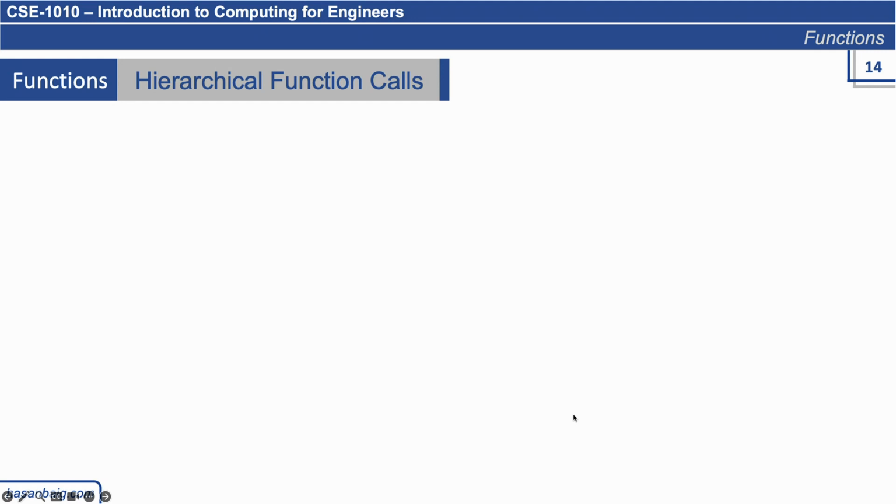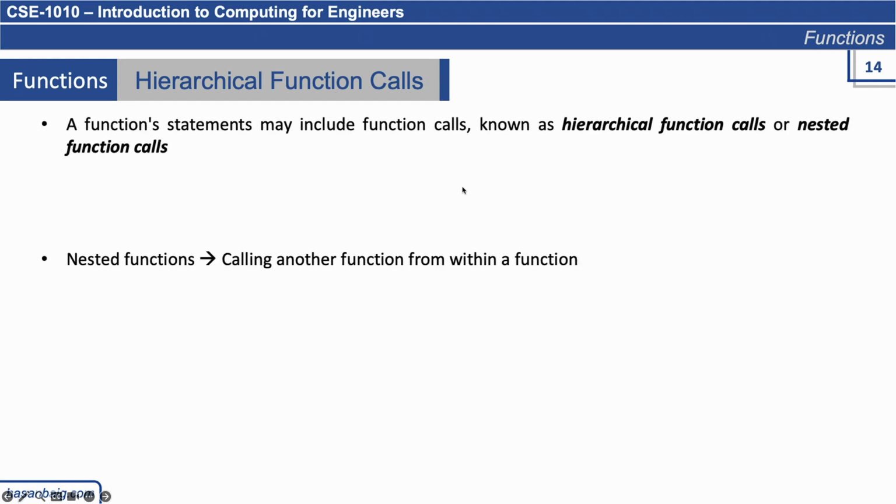There's something called hierarchical function calls. A function statement may include function calls, known as hierarchical function calls or nested function calls. You might have seen a good example already while implementing your lab or homework exercises. Here there are two functions we are calling, and first of all, the innermost call is executed.